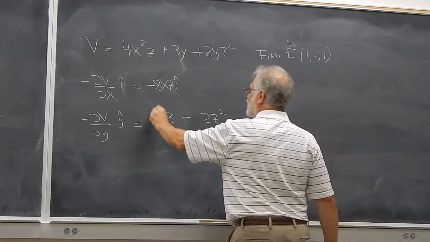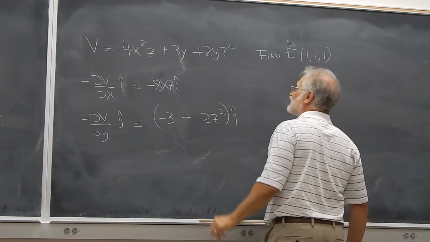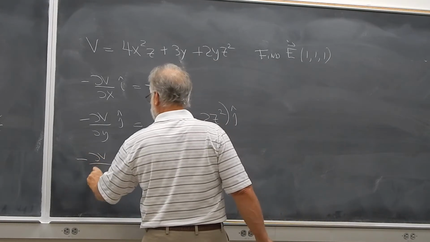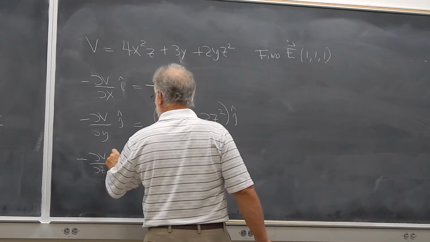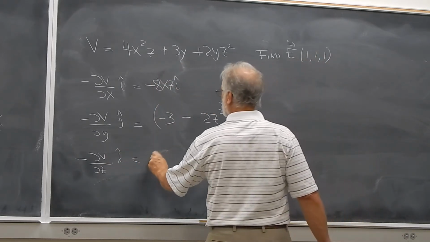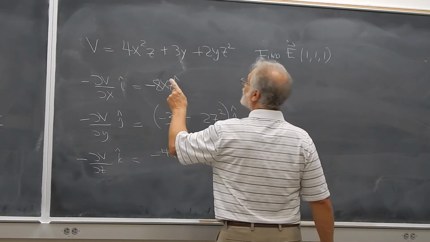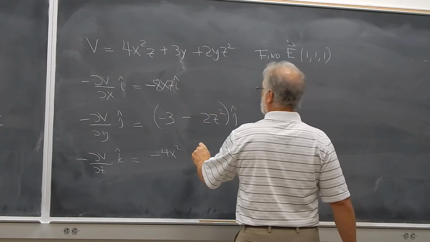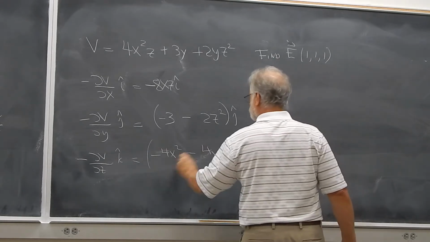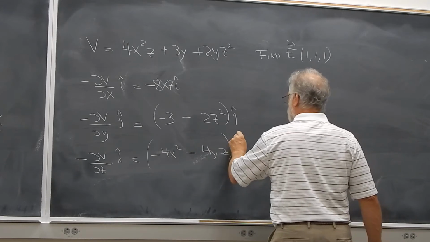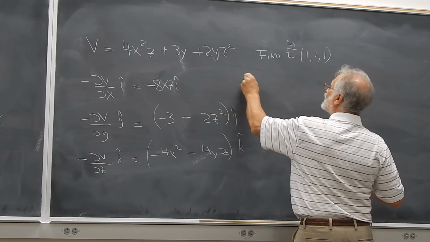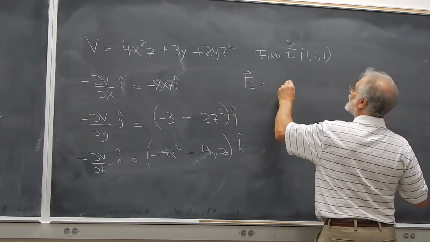And that will all be in the j direction. And then if I want to find the partial with respect to z in the k direction, I hold x and y constant, so I get minus 4x squared in the first term, and I get minus 4yz in the second term, all multiplying k.